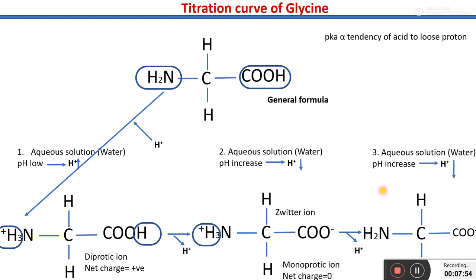Now if we further increase the concentration of NaOH, then again the pH will increase and H plus concentration will decrease, and in that case this NH3 plus group will release one proton and convert into an NH2 group, and the Zwitter ion will convert into a negatively charged amino acid. So in this way you have seen how, changing the pH from low to high, the positively charged amino acid converts into a negatively charged amino acid. By this way titration of an amino acid generally happens.